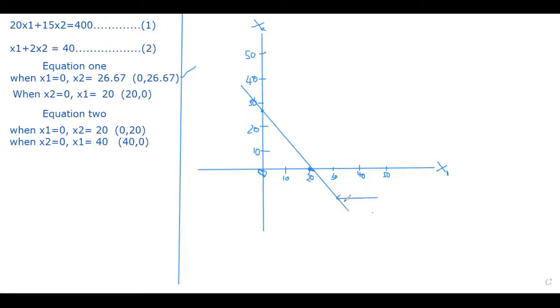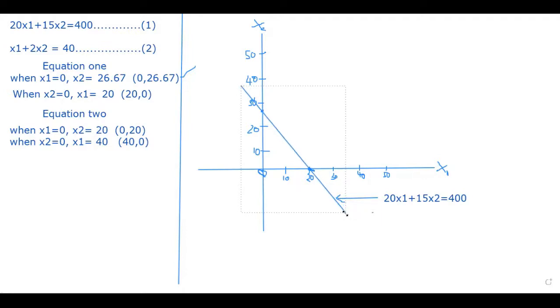So the equation for this is what? The equation 1 was this thing: 20x1 plus 15x2 is equal to 400. So this is the straight line for that one.